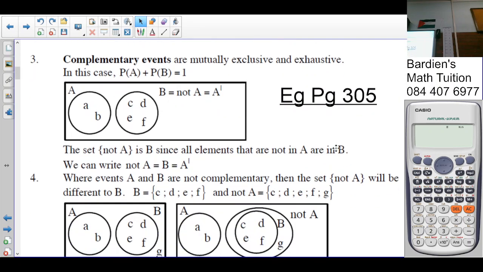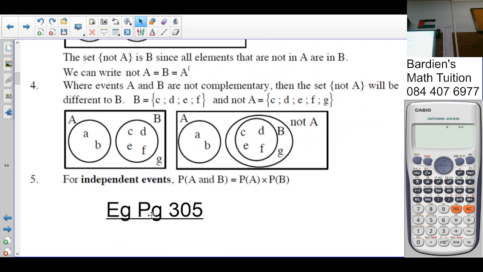Complementary events. Complementary events are mutually exclusive and exhaustive. In this case, the probability of A plus B will give you 1. Can you see that, people? If you add your sets up and it gives you 1, then that's now your pure probability. So again, your complementary events, if you add your sets together, it gives you an answer of 1. So that is complementary. We'll speak a lot about that later on.